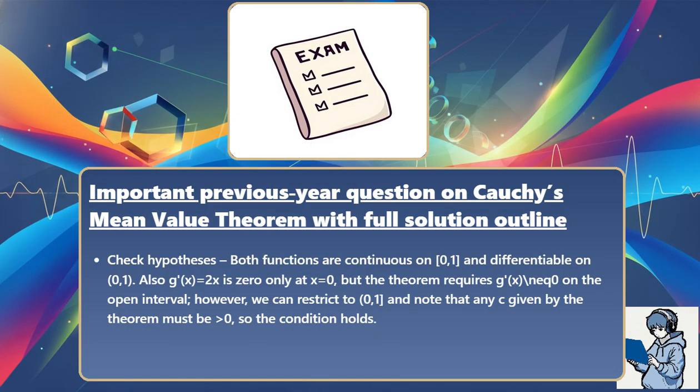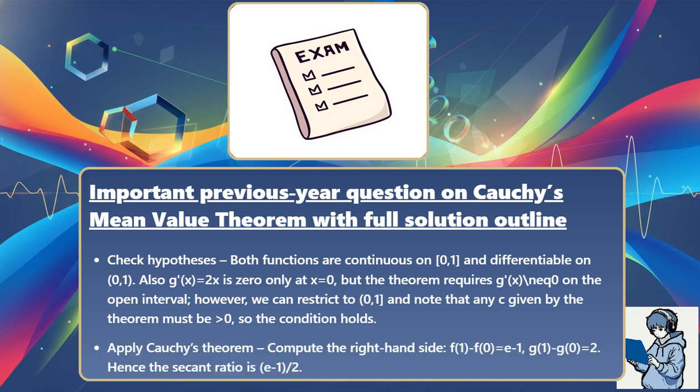Check hypotheses. Both functions are continuous on 0 to 1 and differentiable on 0 to 1 open. Also, g prime of x equals 2x is 0 only at x equals 0, but the theorem requires g prime of x not equal 0 on the open interval. However, we can restrict to 0 to 1 closed on the right and note that any c given by the theorem must be greater than 0, so the condition holds.